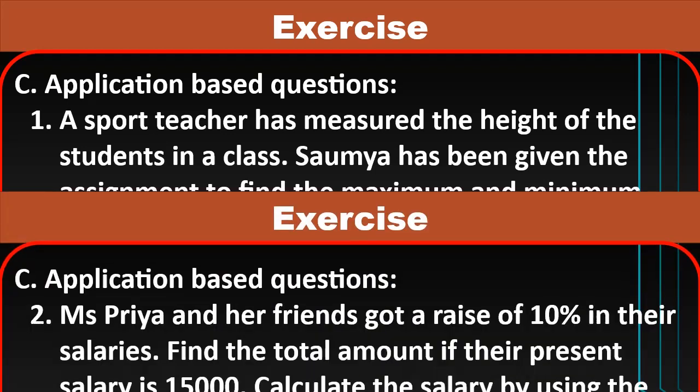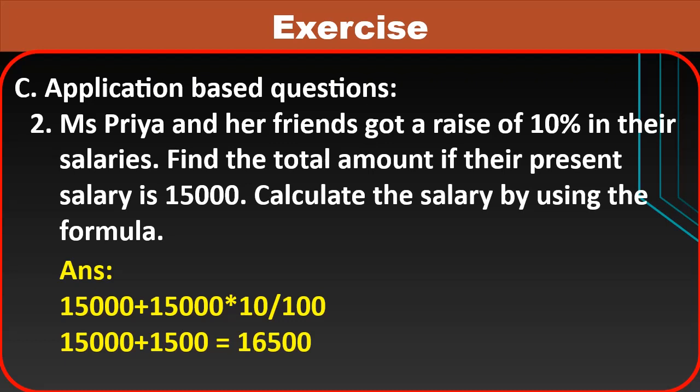Next, Miss Priya and her friends got a raise of 10% in their salaries. Find the total amount if their present salary is 15,000. Calculate the salary by using the formula. So what will be the formula here? First, present salary plus 10% of present salary. Then how to find the 10%? That is present salary into 10 by 100. So 15,000 plus 15,000 into 10 by 100 equals 15,000 plus 1500 equals 16,500.